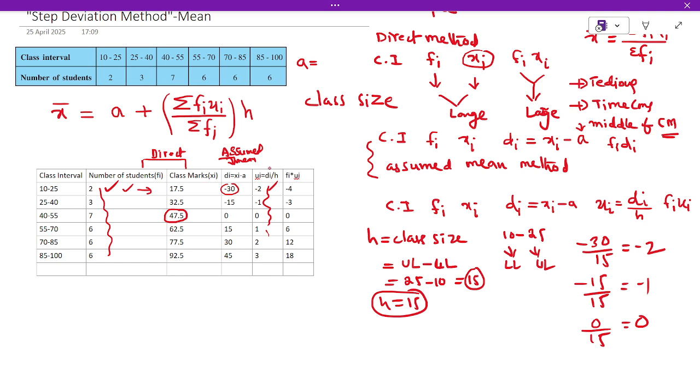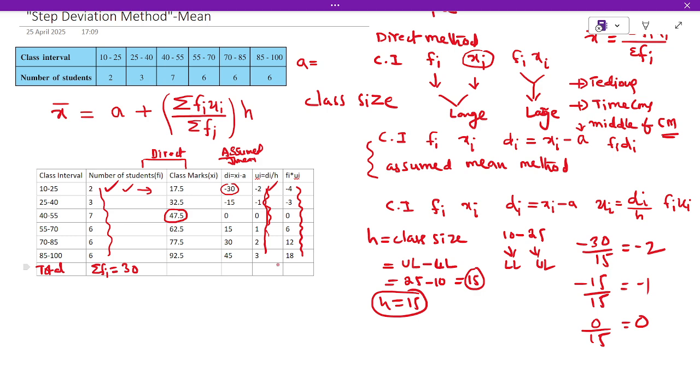Now further, we want to reduce further, so we are dividing all these deviations by the class size. Then you can see these numbers became reduced, right? Taking the multiplication of fi with single-digit numbers becomes much easier. In the end, we wanted to take the total, the sum of all the observations. We know this is 30, and then we want to take the sum, right?